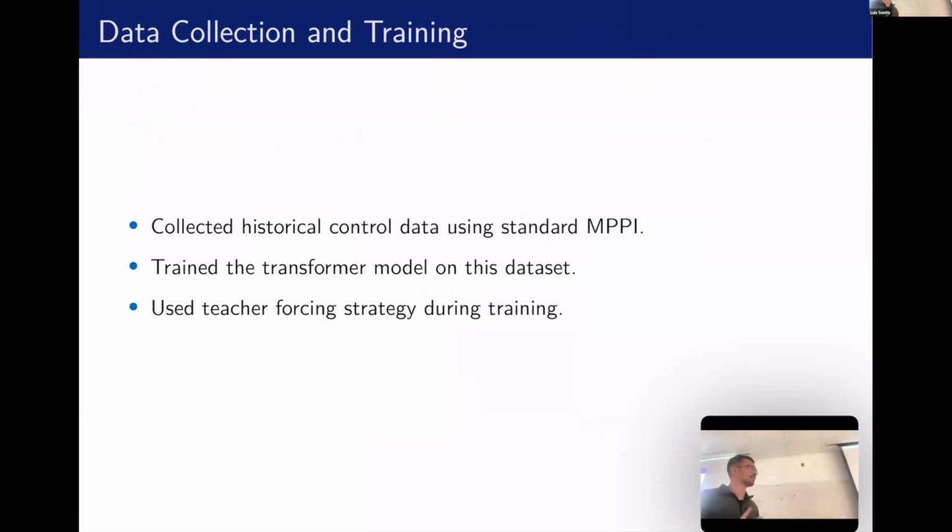Data collection, as I mentioned, we are using MPPI. We are training the transformer on this data set, and we are using a teacher forcing strategy. Basically, it means that you're using as the input the optimal control sequence from the MPPI, instead of using it as the output. So that is basically the teacher forcing strategy.